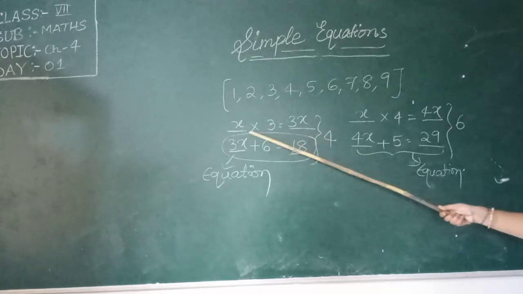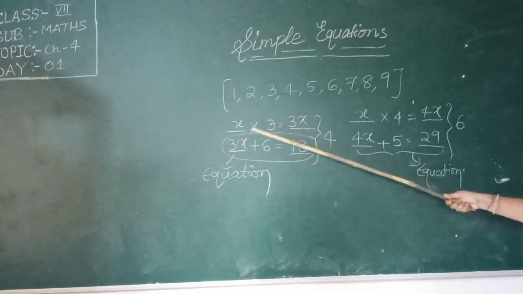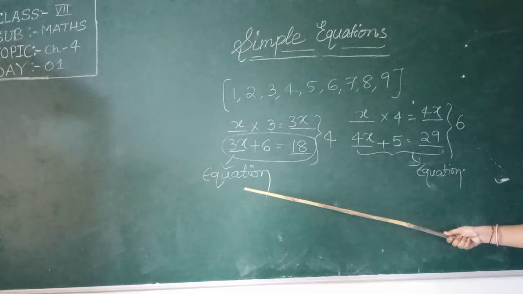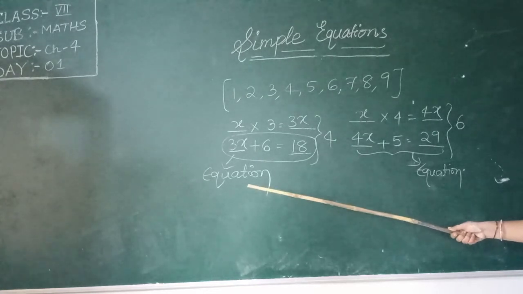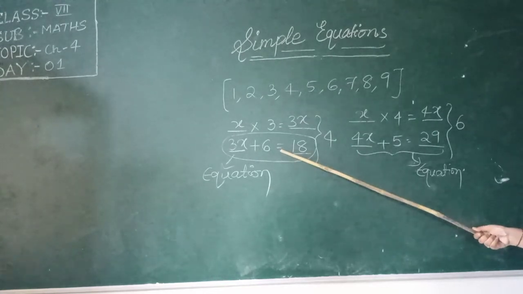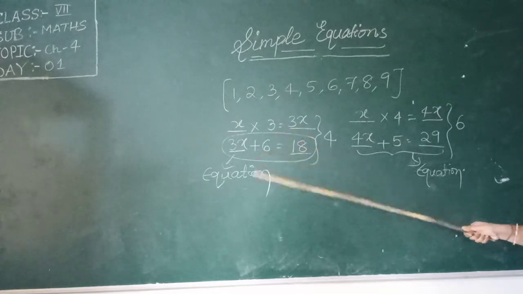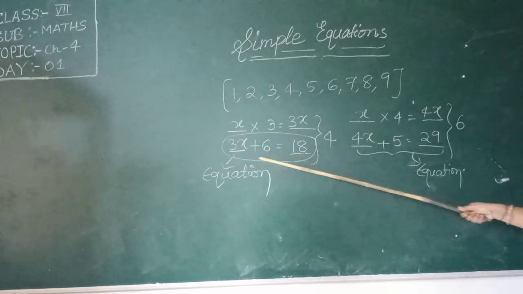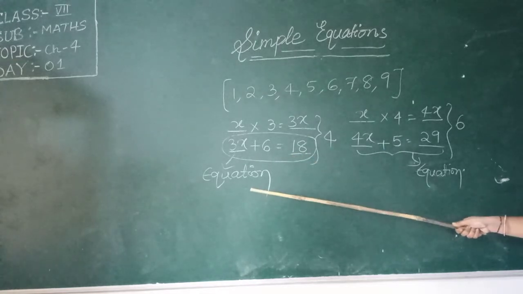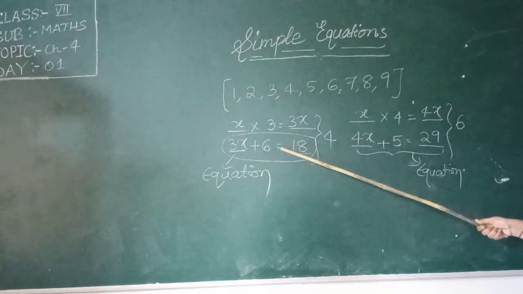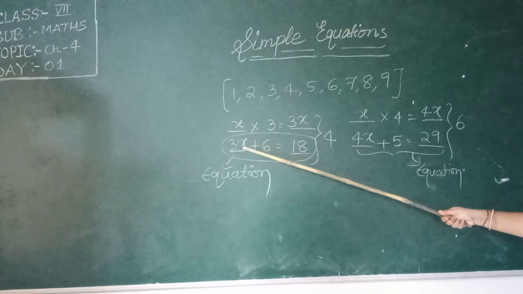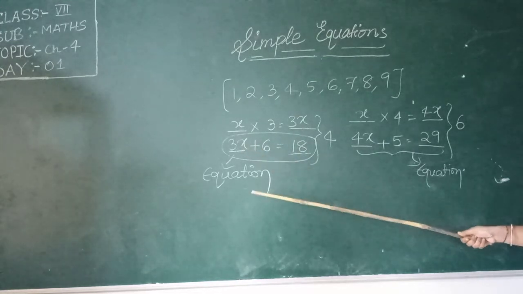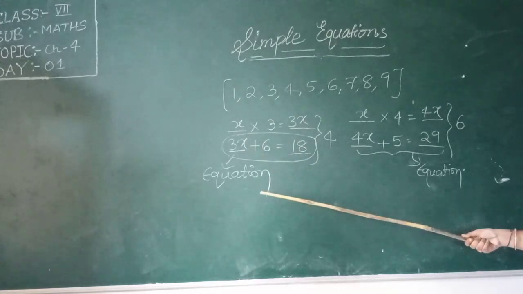So what is this called? 3x plus 6 is equal to 18. This is called an equation. Remember, in an equation you must have an equal to sign with a variable. Any expression which contains the equal to symbol with a variable is called an equation.